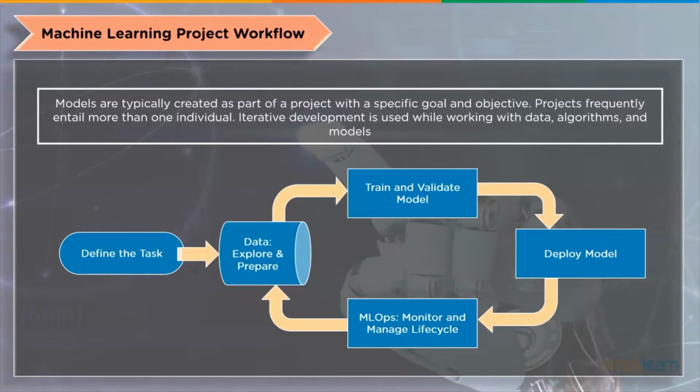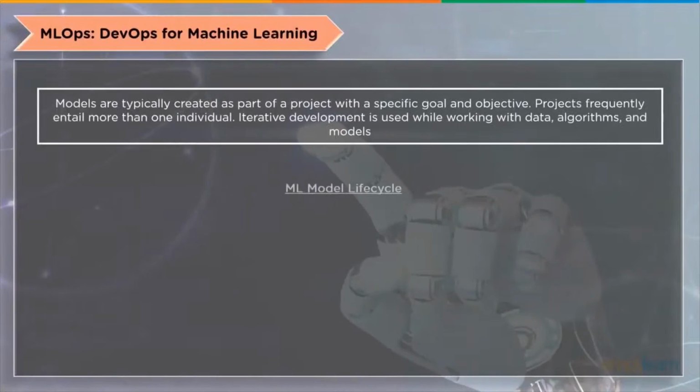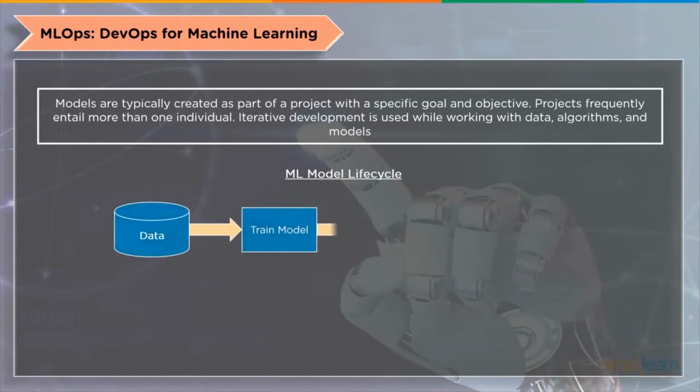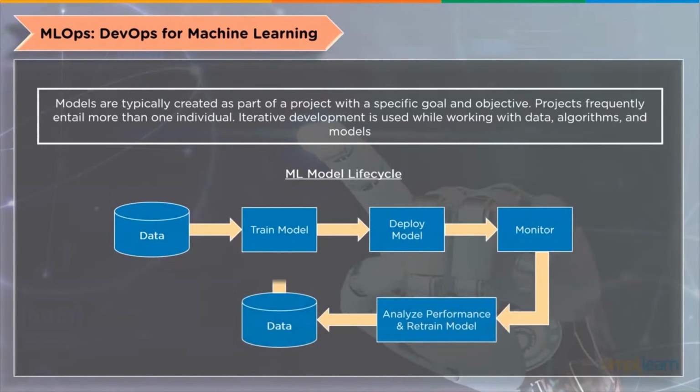Now let's proceed further and understand the concept of MLOps, that is DevOps for machine learning. MLOps or DevOps for machine learning is a process for generating models for production use. If not reproducible, the lifetime of a model from training to deployment must be auditable.